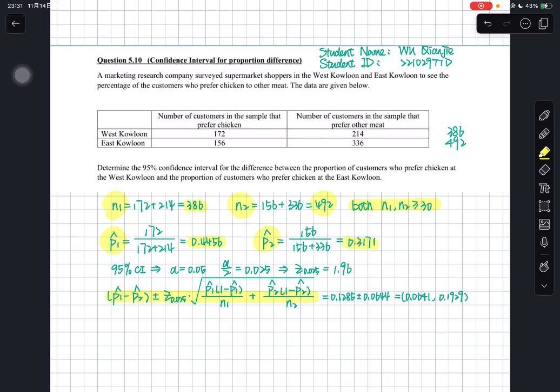To determine the 95% confidence interval, alpha is 0.05, and alpha over 2 is 0.025. Checking the table, we find z 0.025 is equal to 1.96. So finally, we use the formula to calculate the result. The confidence interval is 0.0641 to 0.1929.